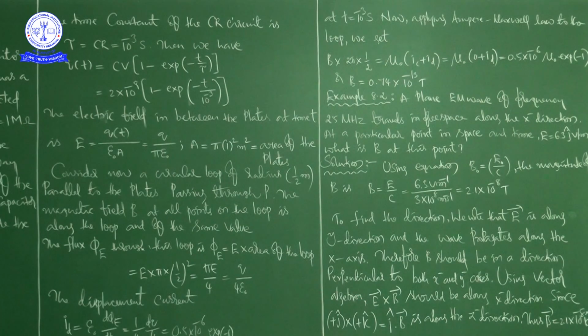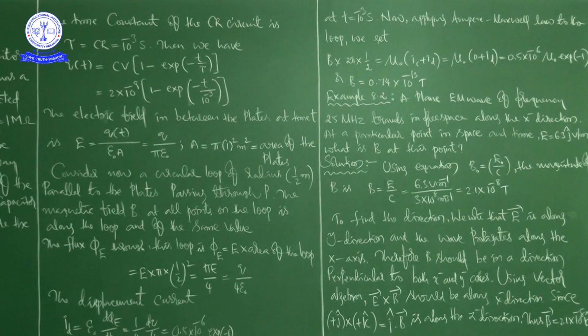Using vector algebra, E bar cross B bar should be along x direction, since plus j cap cross plus k cap is equal to i cap.